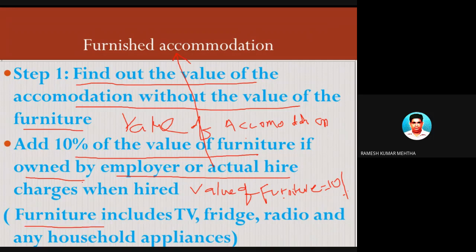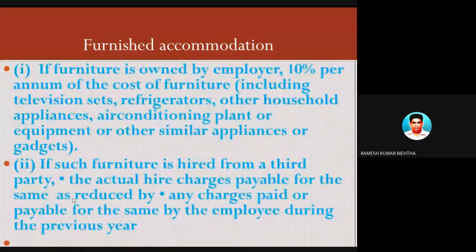So what do you mean by furniture? Furniture includes beds, cots, tables, almirahs, TVs, refrigerators, radios, any household appliances. Generally, whenever the employee is transferred to another place, he is given accommodation. In this accommodation, he may even be provided with furniture, such as a TV, refrigerator, and so on. Now, very important. I am going to explain all these things. Furnished accommodation, some more points are there.